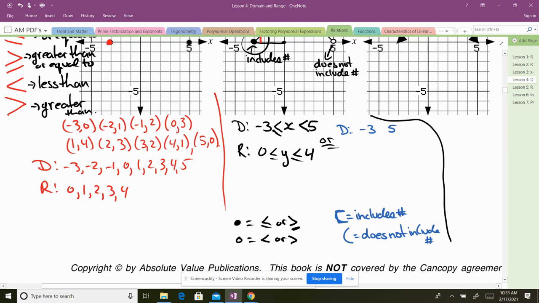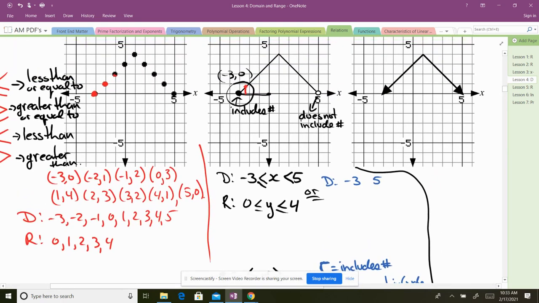Okay, so do we include, is -3 part of it? We're doing the same question. Is -3, yes, so it's a square bracket. Is 5 included in the graph? No, because it's an open circle. You put a round bracket. That's the same answer.